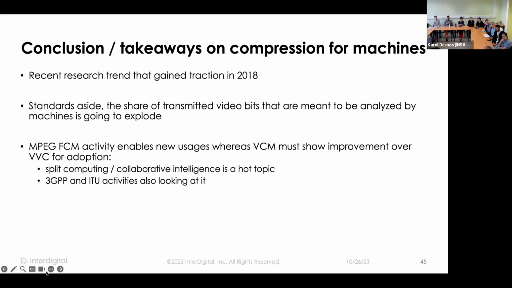And it's interesting because downstream standards bodies like 3GPP and ITU are also looking at it.